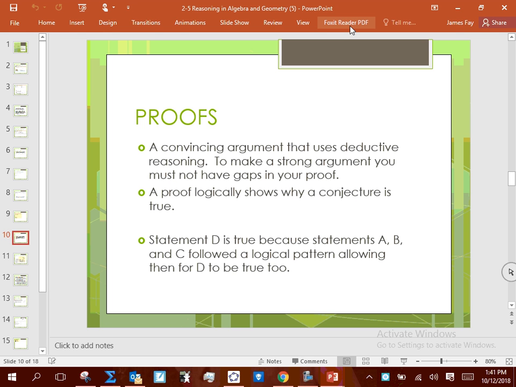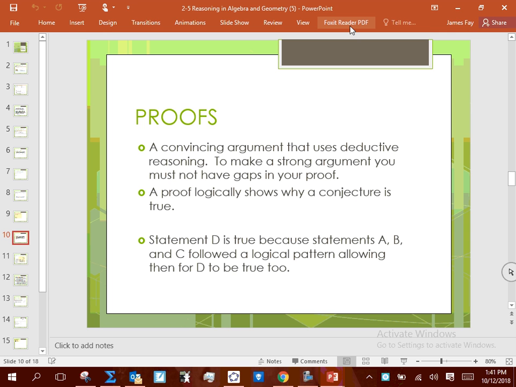All right. A proof logically shows why a conjecture is true. I say conjecture, we're talking a conclusion or a statement. That last bolt there is the idea here. This is the deductive reasoning aspect of it.